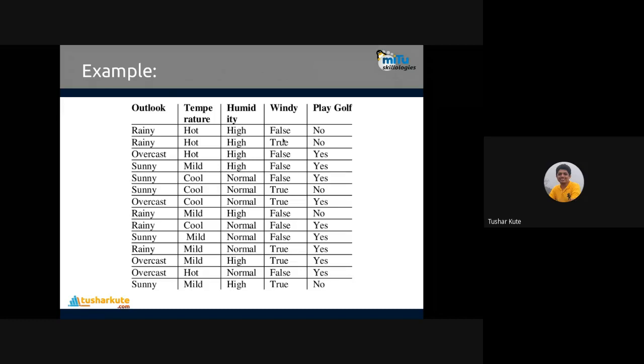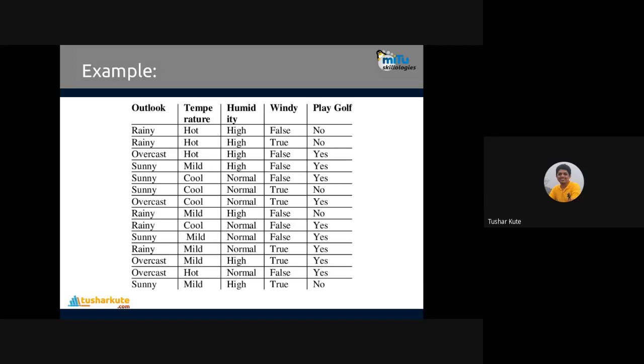And accordingly we have the final output variable, play golf. Whether you have played the golf or not, that is finally decided. The final output variable, yes or no. Playing the golf or not.